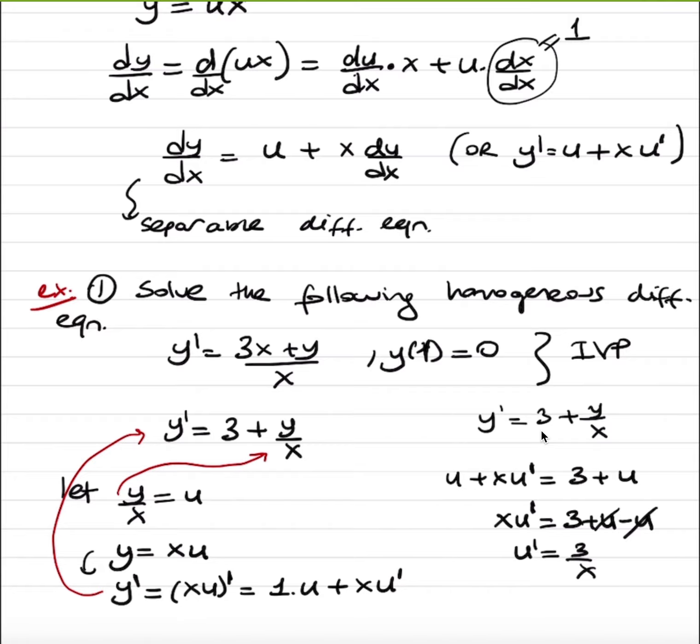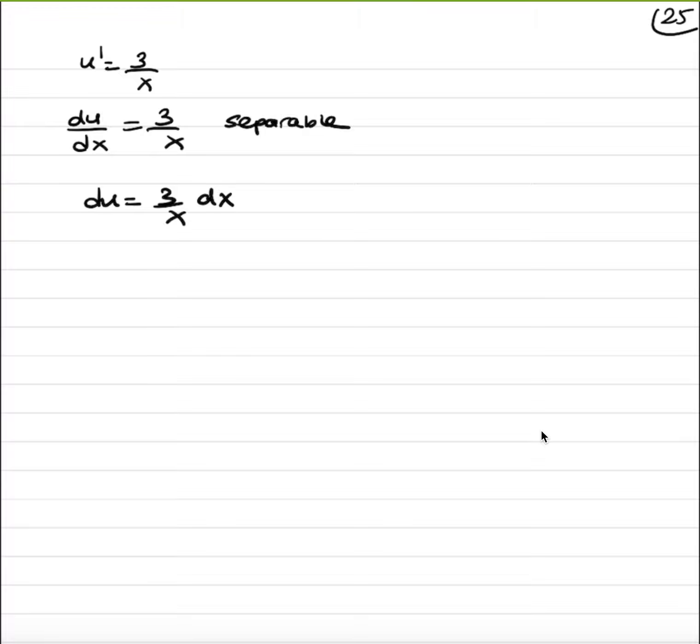Okay, I have to continue to the next page. Let me write it again. u prime is equal to 3 over x. What was u prime? It was du over dx is equal to 3 over x. So it is separable. We collect u terms on one side and x terms on the other side. So this is 3 over x dx. So recall how we solve separable differential equations. And then we just integrate.